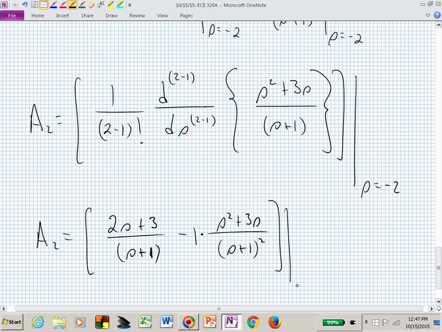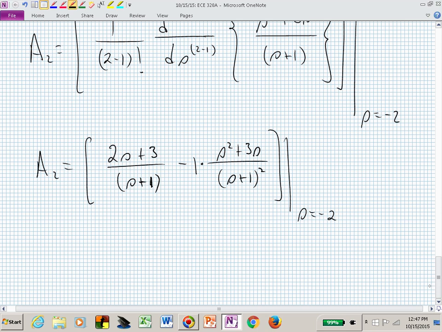But now I need to evaluate that. You differentiate however you want. You use whatever technique you want to use, and this, if you evaluate it, ends up being 3. Now, to help with the next coefficient, I'm going to go ahead and combine these, get those over a common denominator, which is (s plus 1) squared. And my numerator becomes s squared plus 2s plus 3.